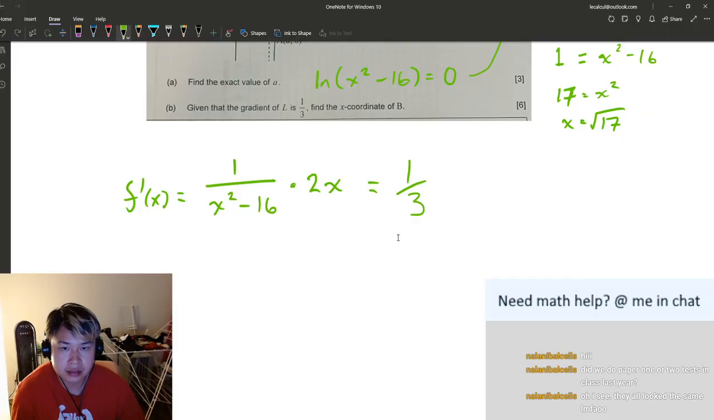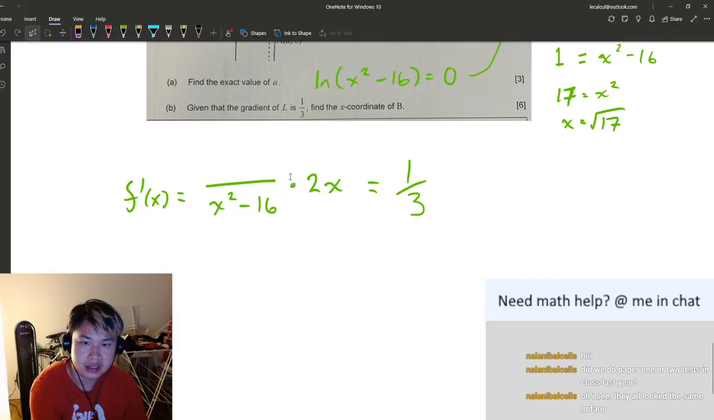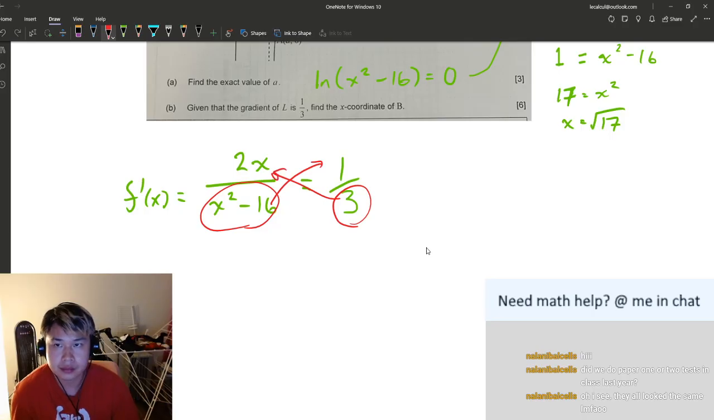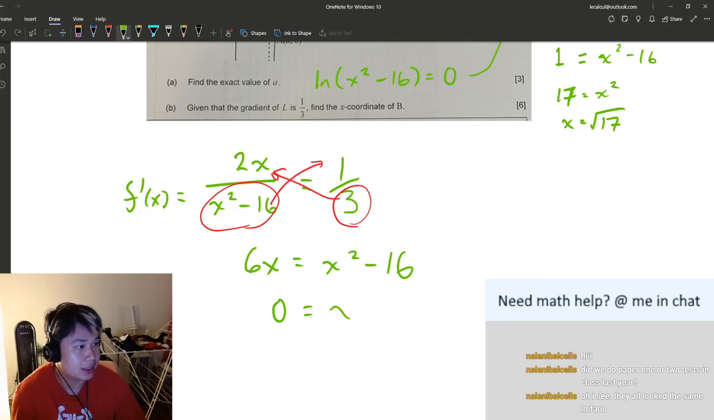Okay, and then we can just solve this equation for x. Let me just write this in a more efficient way. Okay, lots of ways you can solve this. You can do a cross multiplication thing. So you'll end up with 6x on the left side is equal to x squared minus 16. We have a quadratic. We can solve the quadratic. At least I hope we can.